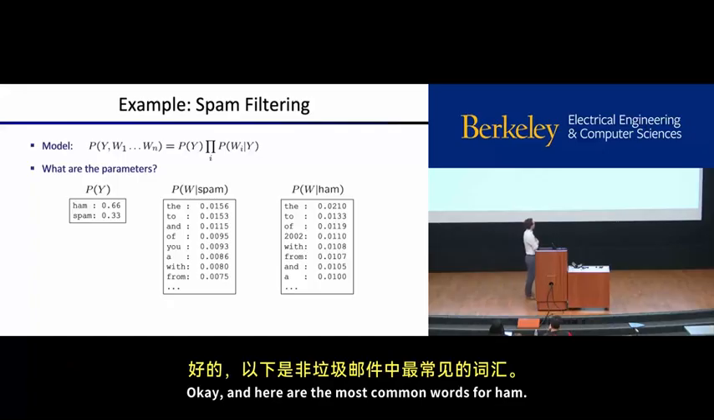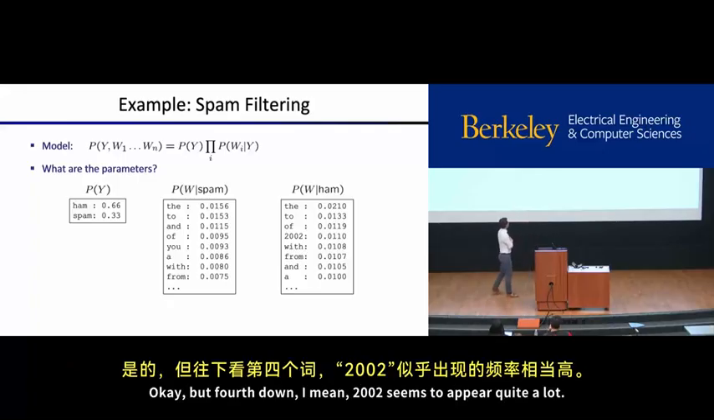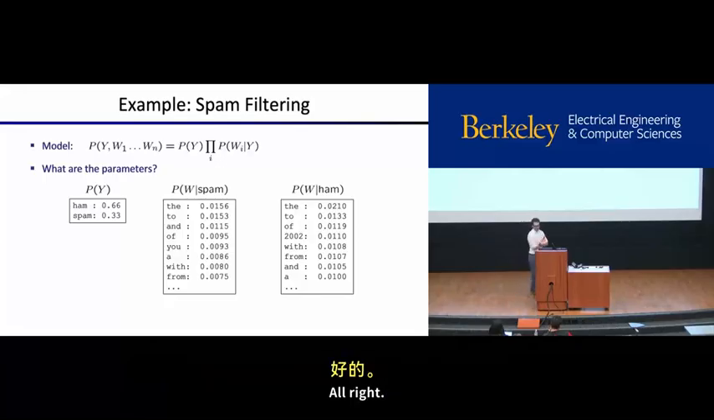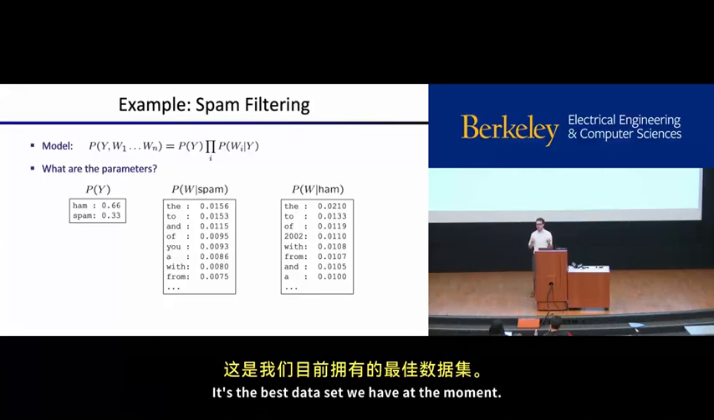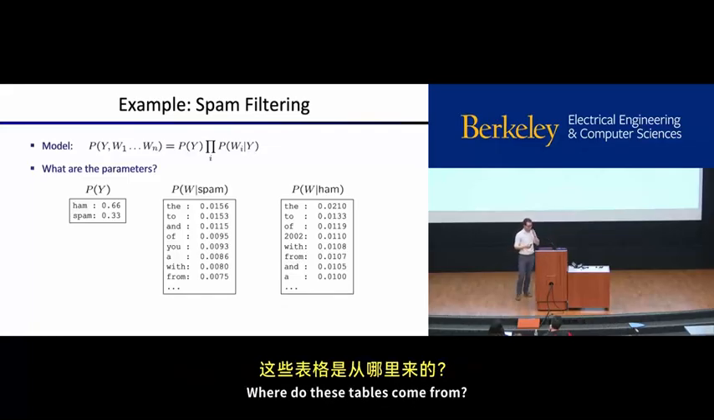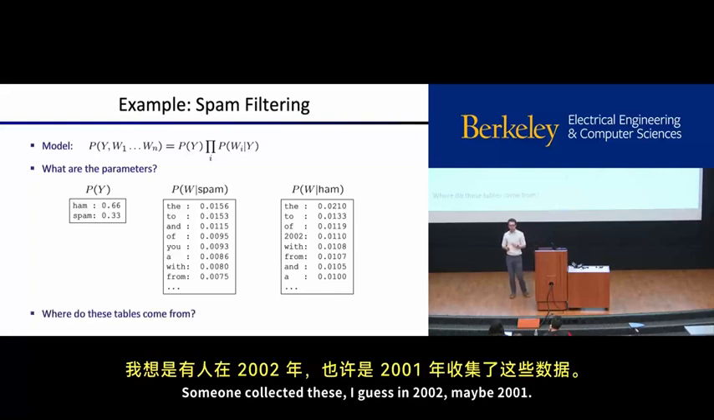And here are the most common words for ham. The, also. Okay? But fourth down, 2002 seems to appear quite a lot. I wonder when this data set was collected. All right, so this is our data set. It's the best data set we have at the moment, so this is the data set we're going to try and learn from. Where do these tables come from? Someone collected these, I guess, in 2002, maybe 2001.